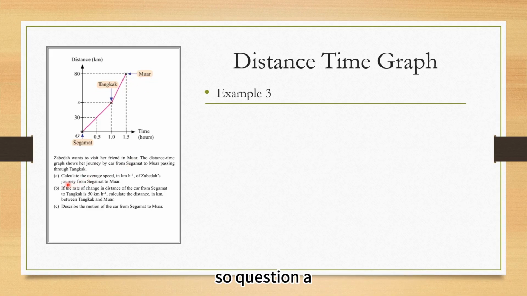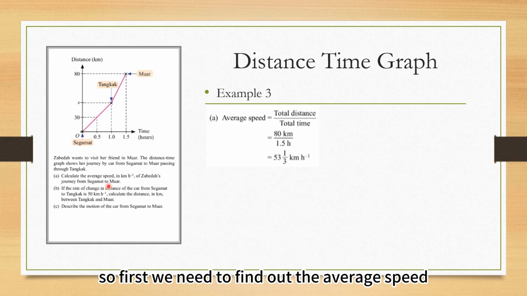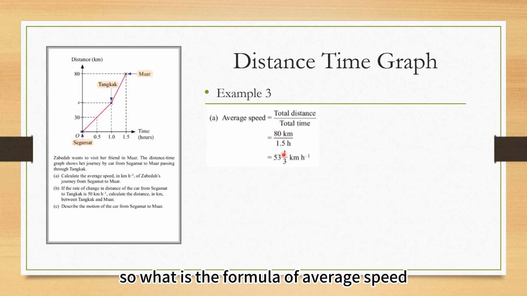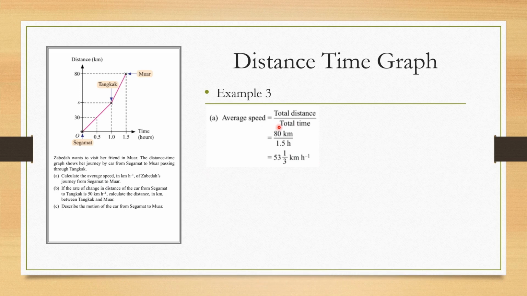Okay, so question A. Calculate the average speed in km per hour of Zabida's journey from Segamet to Muar. First we need to find the average speed. So what is the formula of average speed? It is total distance divided by total time. So how do we find the total distance? We can see it here is 80. What's the total time? It is 1.5.